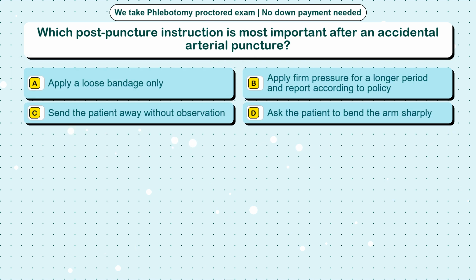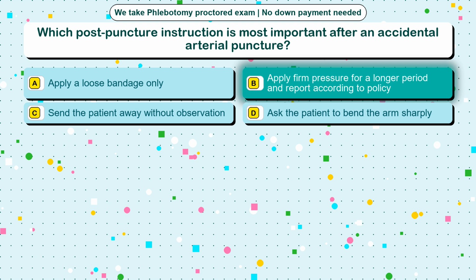Question 96. Which post-puncture instruction is most important after an accidental arterial puncture? Option A. Apply a loose bandage only. Option B. Apply firm pressure for a longer period and report according to policy. Option C. Send the patient away without observation. Option D. Ask the patient to bend the arm sharply. The correct answer is option B.